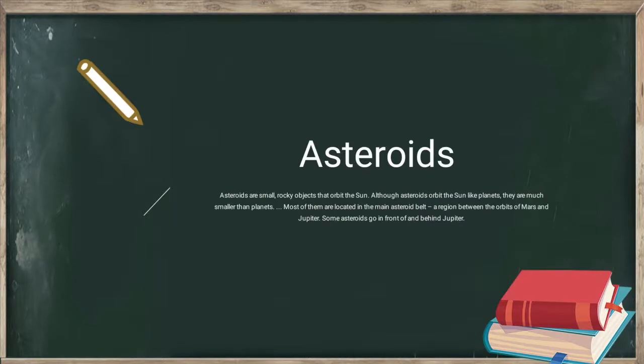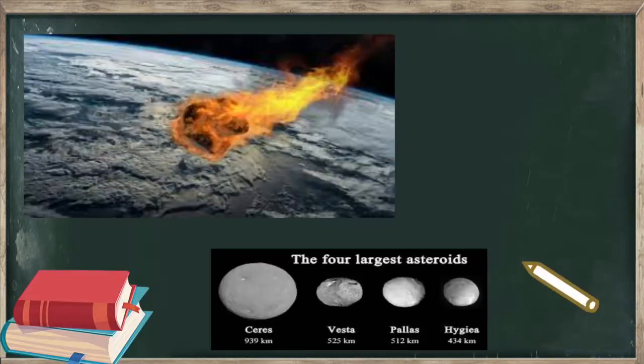Asteroid. Asteroids are mostly made of rocks. An asteroid is a large rock in outer space. Asteroids are small, rocky objects that orbit the sun. Although asteroids orbit the sun like planets, they are much smaller than planets. Most of them are located in the main asteroid belt, a region between the orbits of Mars and Jupiter. Some asteroids go in front of and behind Jupiter. This is an image of an asteroid.